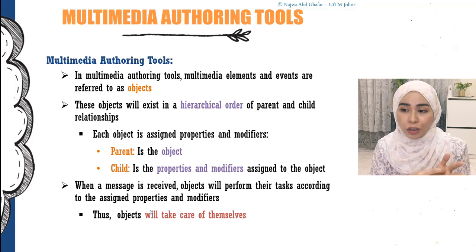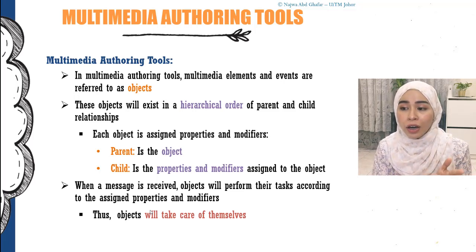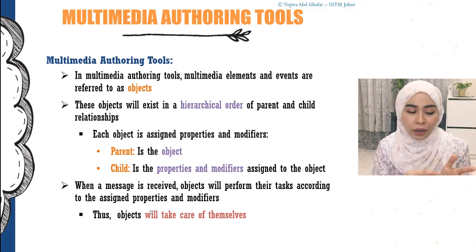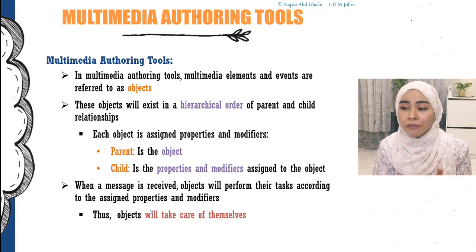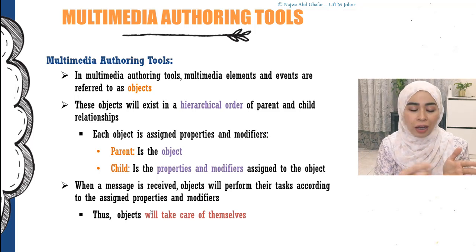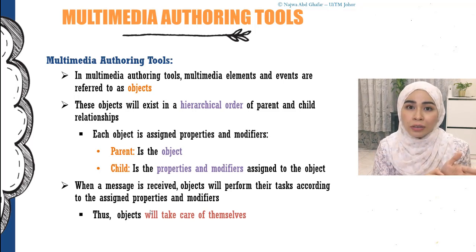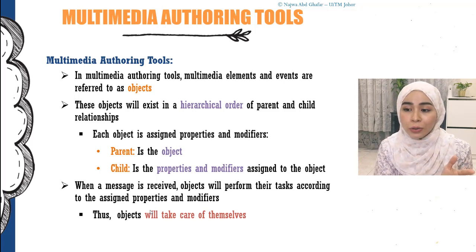This object will have a hierarchical order of parent and child relationship. For example, the object is the parent. If you want the object to do something, then it must have a child. The child is the properties and modifiers assigned to that object. Let's say I want to click on that button, so when the user clicks on that button, what will happen? You must assign properties and modifiers to that object so that it will know what it needs to do when the user clicks on it.